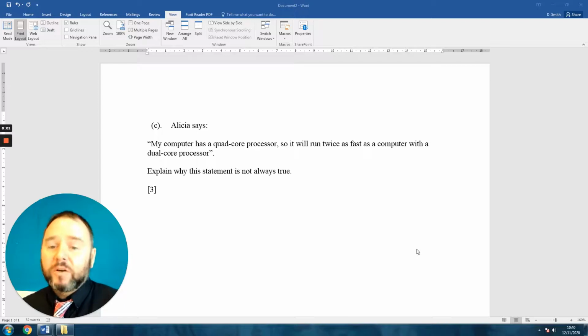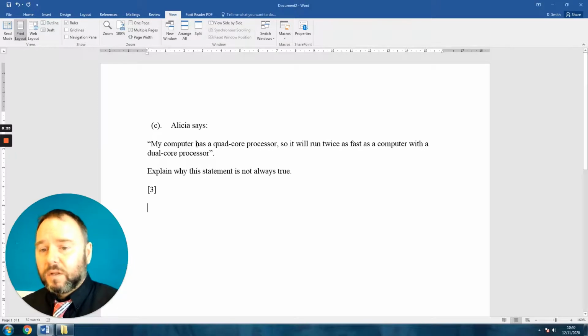Alicia says, my computer has a quad-core processor, so it will run twice as fast as a computer with a dual-core processor. Explain why this statement is not always true. Now, if you're thinking of processors and wondering how you're going to answer this, you've been thrown by the question. The question is not asking you about processors. It's asking you about computers.